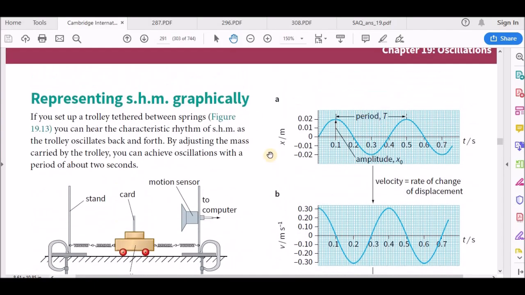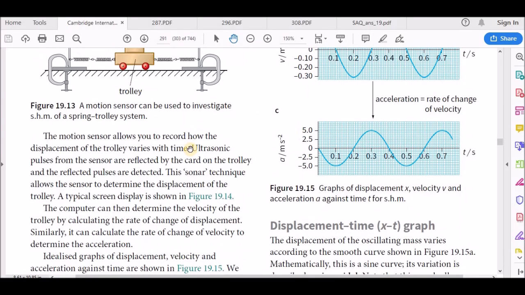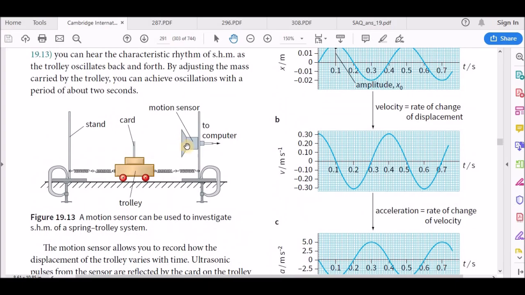Okay, so here we have the graph for that. Ultrasonic pulses from the sensor are reflected by the card on the trolley, and the reflected pulses are detected. So this is what I said. It gives out ultrasound waves.